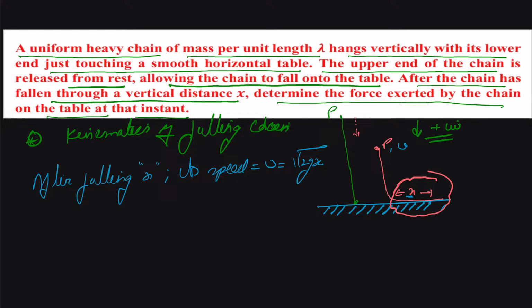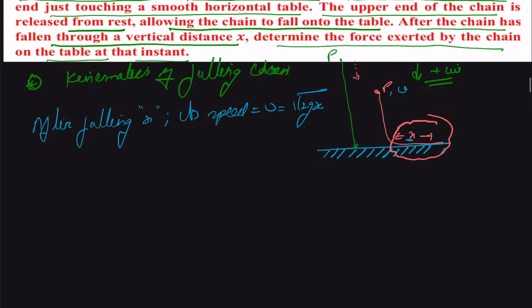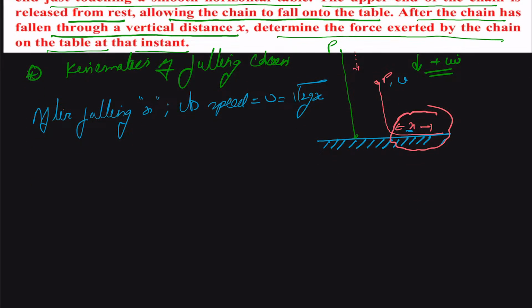Okay. And now we are once again going to divide the chain into parts, that is, chain that is resting on the table and chain that is still falling. Okay. We have to remember that. So we are going to divide it in two parts, parts of the chain.